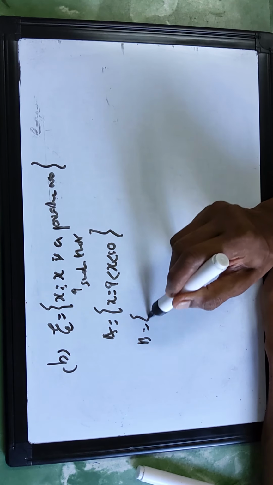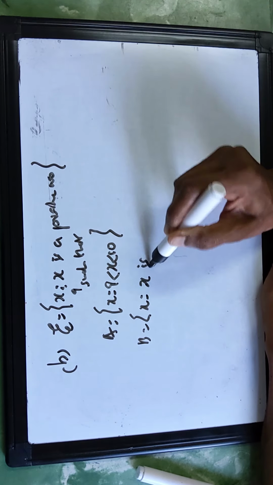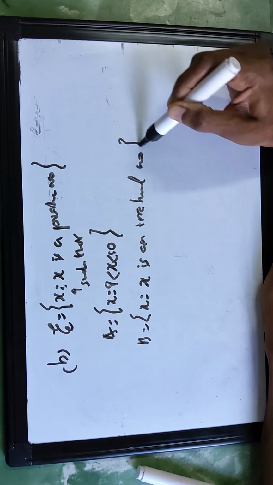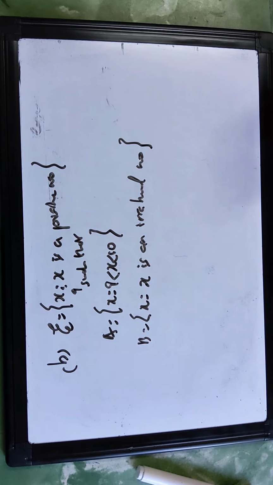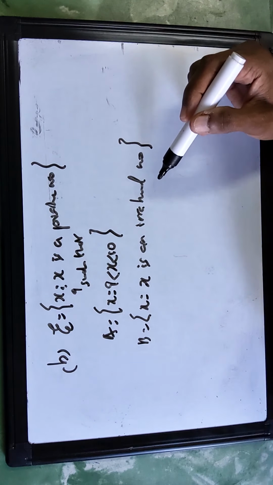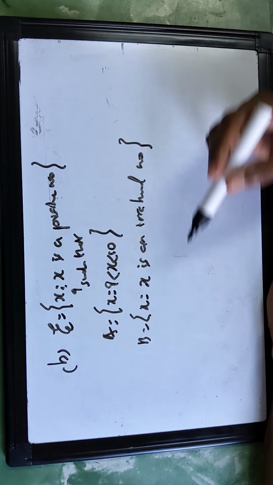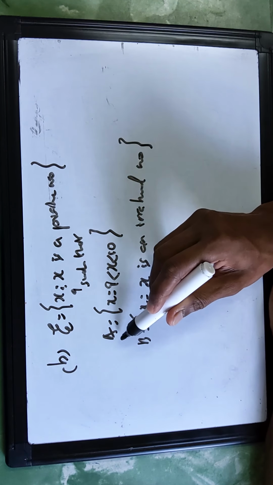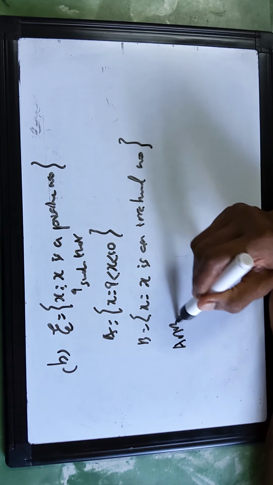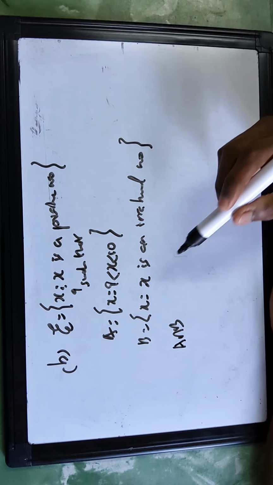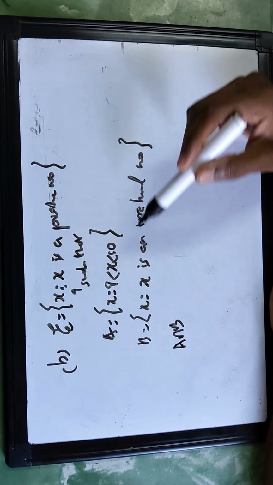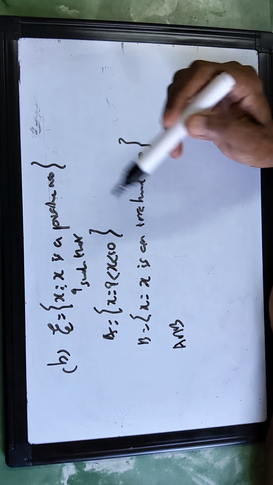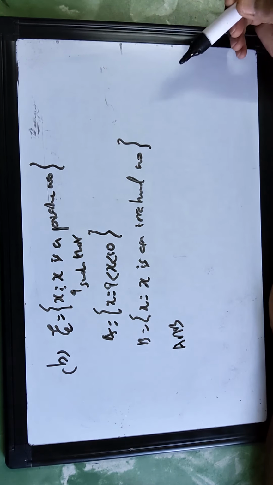B, x is an irrational number, meaning that you can't convert it as a fraction, like root 2 for example. It remains as a decimal actually. Now the question is write down an element belonging to both A and B, A intersection B. So it should be an irrational number between 9 and 10, which is a positive real number.